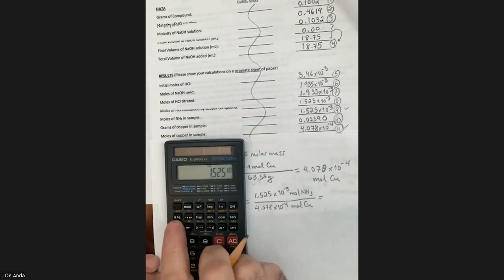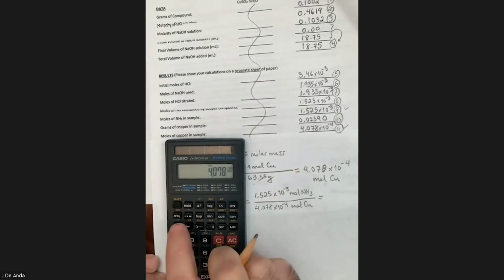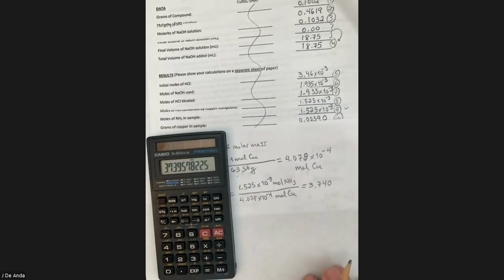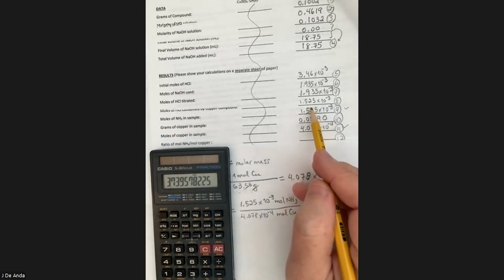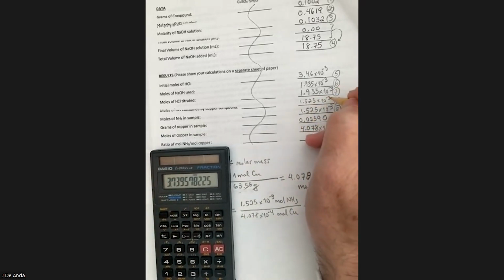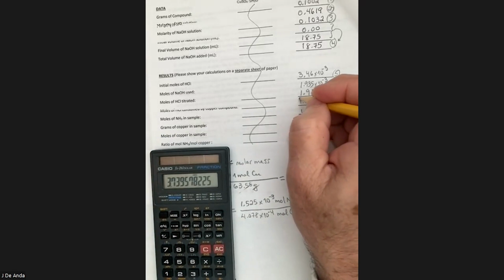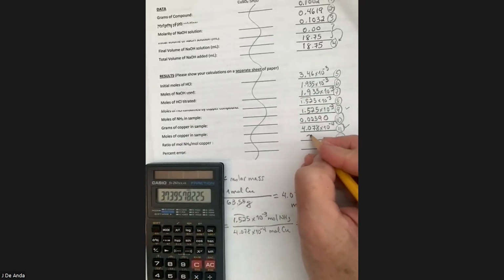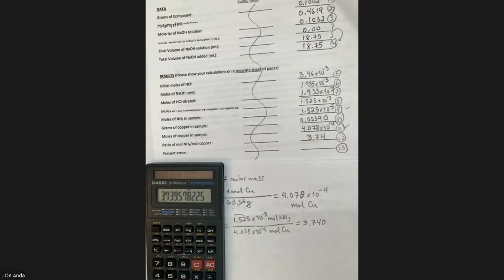1.525 to the minus 3 divided by 4.078 to the minus 4. And that gives us 3.739. So let's see, 3.740. And that's the ratio we get. Now, don't forget we cheated a little bit here, right? So technically, these numbers should only be 3 sig figs. So I'm going to go ahead and write down here the ratio as 3.74. That is, in my sample, the number of moles of ammonia for every mole of copper.